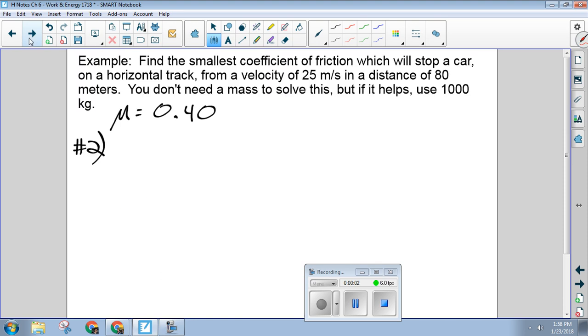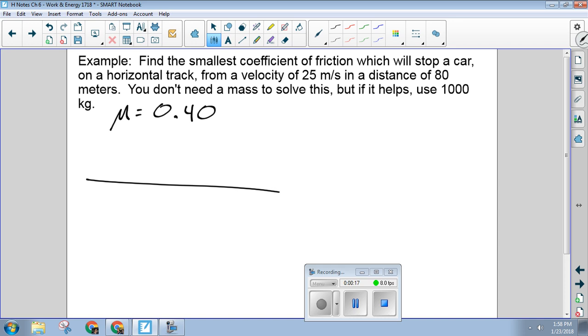Okay. All right, so this other one, we've got this car that we're trying to stop, and the question wants to know what's the smallest coefficient of friction that would stop it in time. Very similar setup. The big difference is this: this time we don't know the force. So here's what we know.